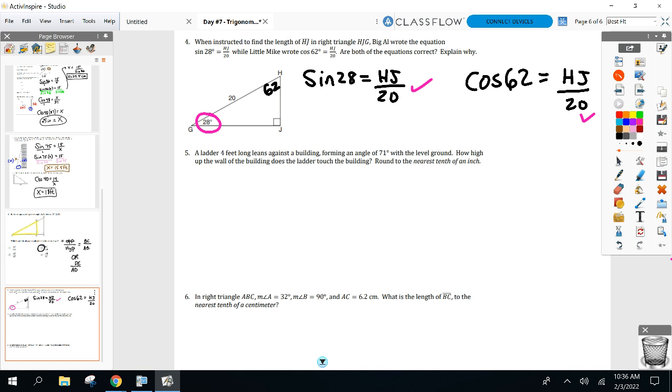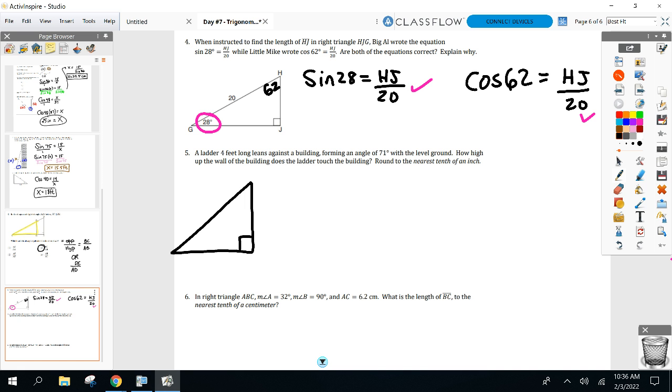Any questions? And for this next one, only studs need to do this one. Okay? Only studs should be doing this one. Ready? A ladder 4 feet long leans against a building. All right, do we know what this looks like now, right? A right triangle.